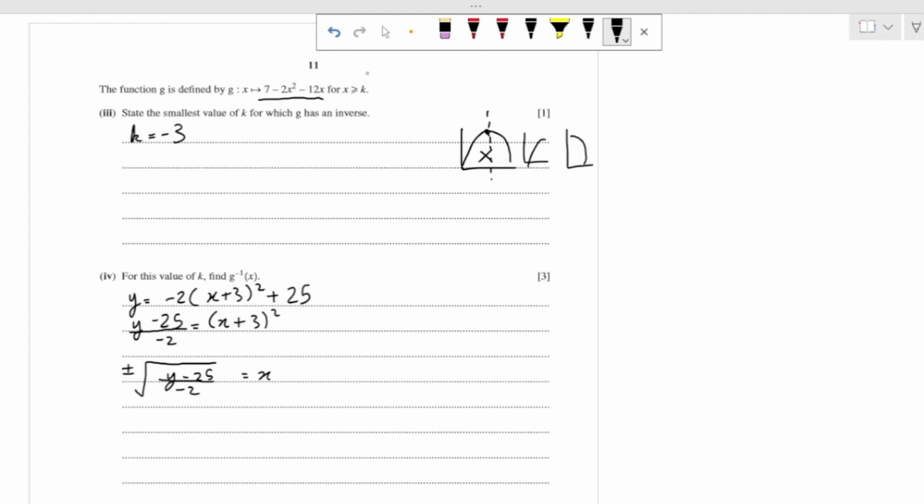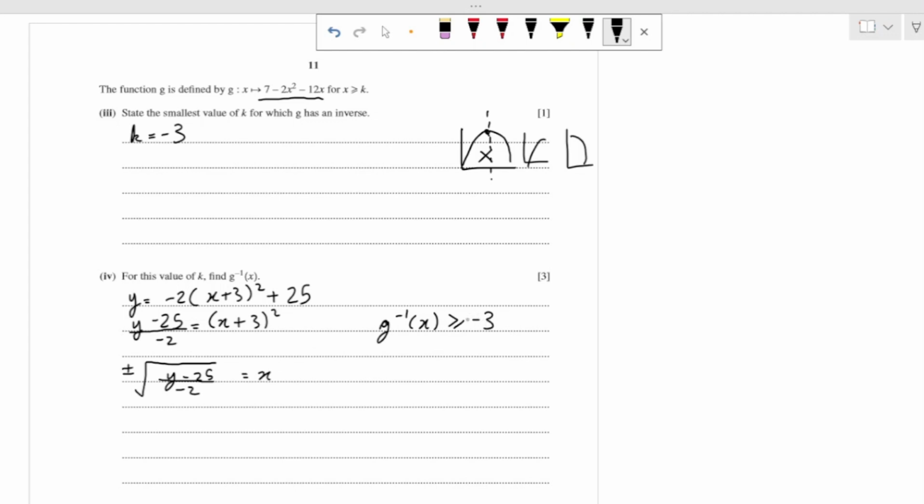So how can we realize if it's a positive sign or negative sign with the root? Simply, first of all, let's determine what the range of this will be. What was the domain of the original equation? The domain of the original equation was x greater than or equal to minus 3. The domain of g(x) will now become the range of g inverse x. So the range of g inverse x would be greater than or equal to minus 3.